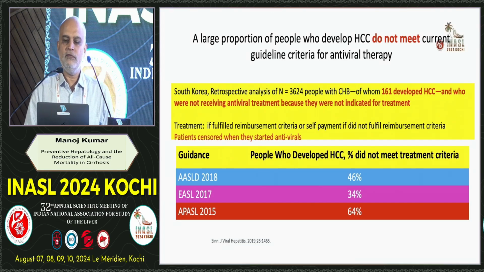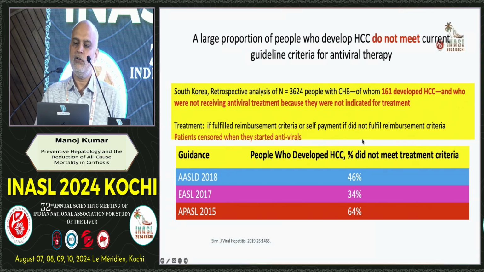Now, most of the current guidelines that were used for quite some time do not predict development of HCC. For example, this was a study which showed that many patients who were still on treatment developed HCC, and some of the people who developed HCC did not meet the treatment criteria according to AASLD, EASL or APASL, and the percentage of people who developed HCC and did not meet treatment criteria actually depends on how conservative the treatment guideline is, APASL being the most conservative, that is, they were very strict in starting treatment.